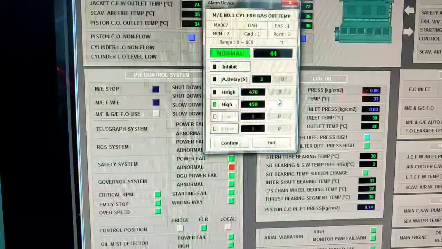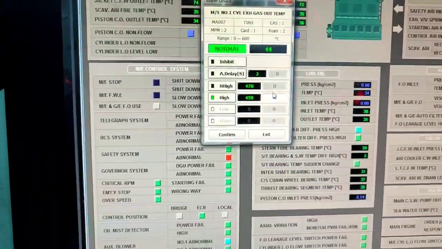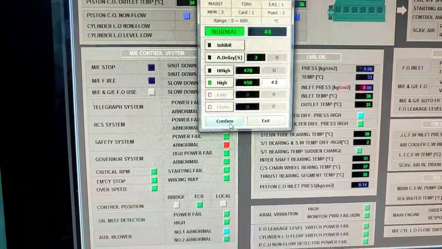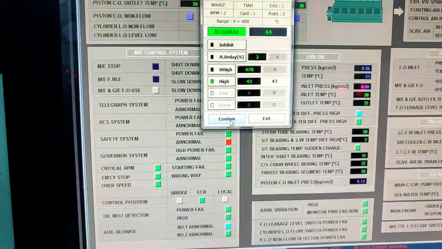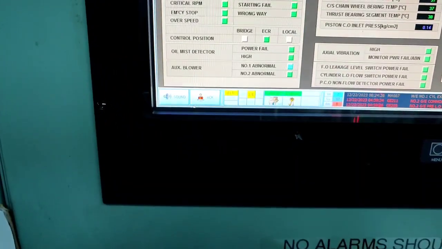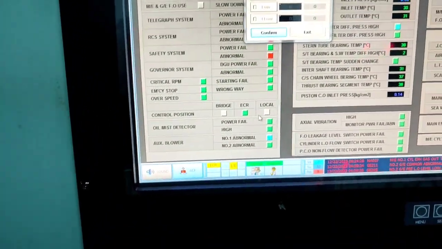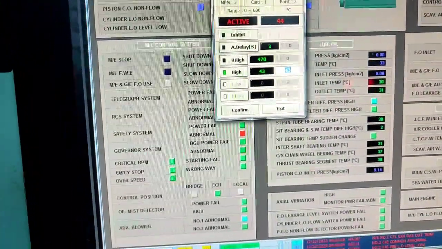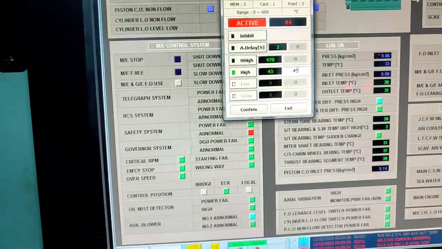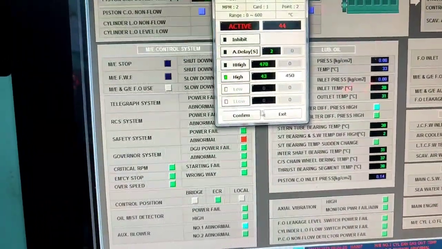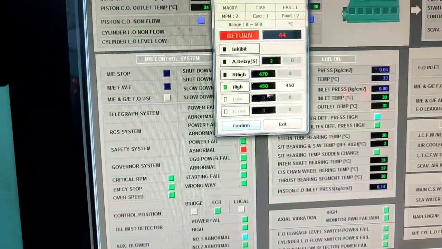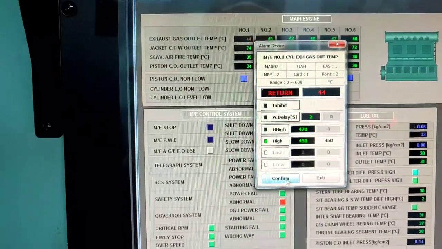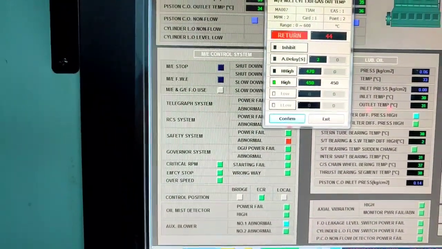Okay, for this example, cylinder 1 exhaust gas temp, change the set point from 450 to 43, because the actual temperature is 44. Then after that the alarm came. Then same, accept, acknowledge, and then put the set point back. Don't forget to put it back to its original set point as per manual.